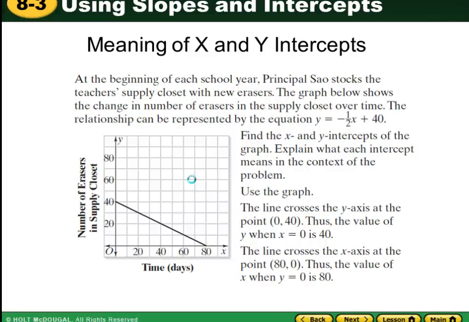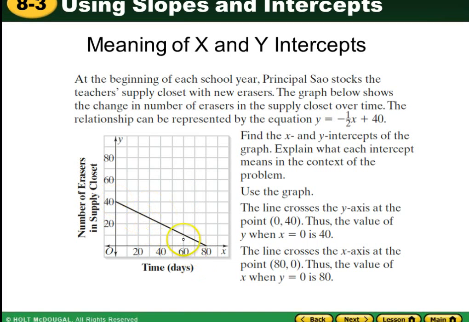Alright, so here's a scenario. At the beginning of each school year, Principal Sowell stocks the teacher's supply closet with new erasers. The graph below shows the change in the number of erasers in the closet over time, and the relationship can be represented by the equation y = -1/2 x + 40. So first of all, why do you think the slope of this line is negative?